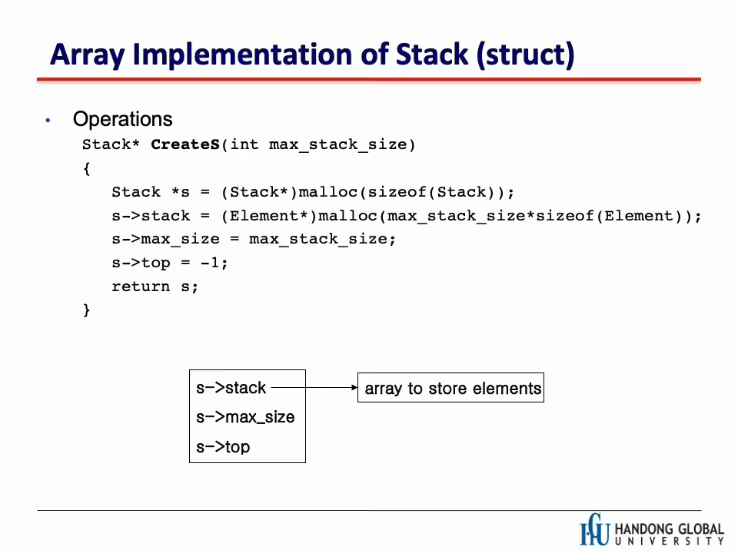So in the first line, stack pointer S is a pointer pointing to the memory space for one stack. And the stack's information will be in the next line. So S stack will point to some memory space for max stack size times size of element. We allocate memory space with this many bytes, and then S stack will point to that memory space. So S stack is actually pointing to the stack structure, S max size will get the max size, and S top is initialized as -1.